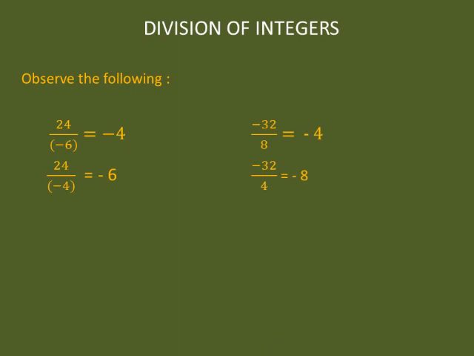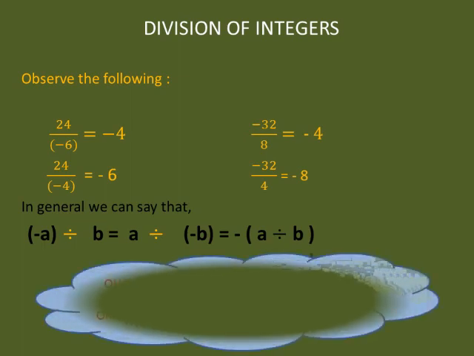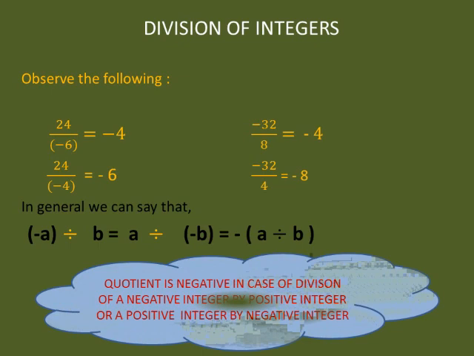That means in integers we can say that if the numerator is negative and the denominator is positive, or the numerator is positive and the denominator is negative, the quotient will always be negative. That is, the quotient is negative in case of division of a negative integer by a positive integer or a positive integer by a negative integer.